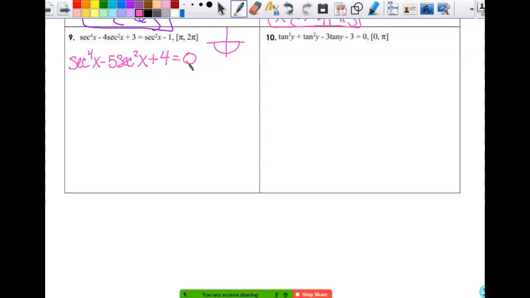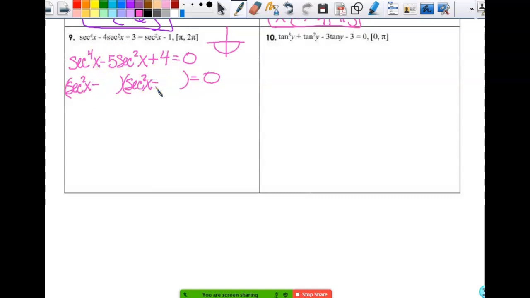So this is a quartic, but it's set up like a quadratic, so I'm pretty confident I can factor it and just kind of treat it like a quadratic. So I'm going to have 2 terms here. This is going to be secant squared x at the beginning of both of them. Since this is positive, these 2 signs have to be the same. And since this is negative, they both have to be negative.